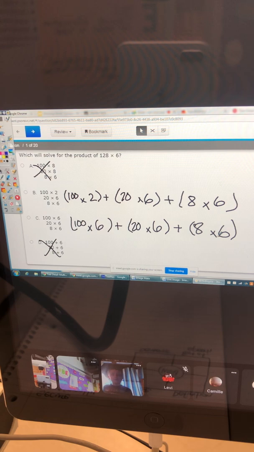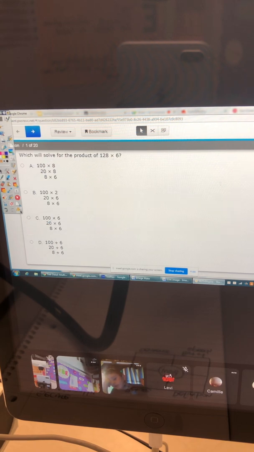Alright, so which one is using the distributive property, or we're breaking it apart to distribute the smallest number in? So which one has the 6 that is in each one of the parentheses? C. Give me 100 times 6, 20 times 6, 8 times 6, then you add them together to get your answer. Good job. Let's go to the next one.